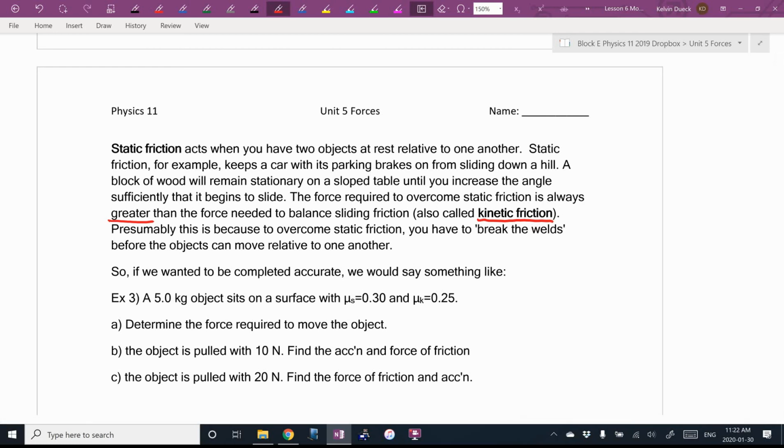We're not sure why. I told you there's still some stuff with friction that we're uncertain about. We think it's because, remember I said that your desks are actually microscopic hills and valleys if you zoom in? We think it's because those microscopic hills and valleys have kind of settled into each other, and first you've got to break that connection.